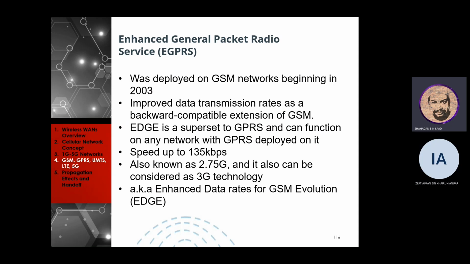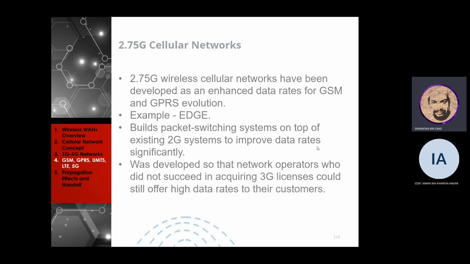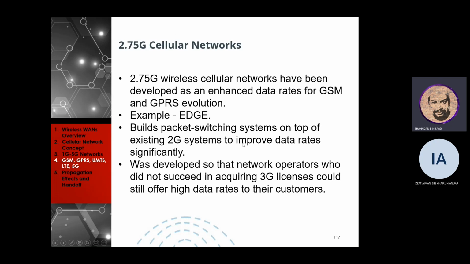Okay, also known as 2.75G and it also can be considered as 3G technology ataupun kita panggil enhanced data rate for GSM evolution. Itu maksud dia H. Kan? Enhanced data rates for GSM evolution. GSM evolution. Ingatlah H. Okay, so continue lagi cellular network, kamu baca.